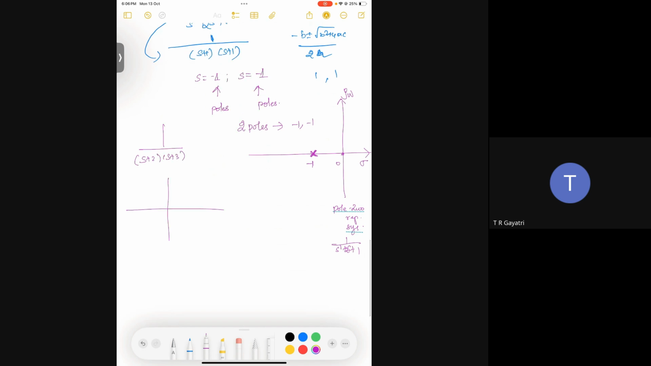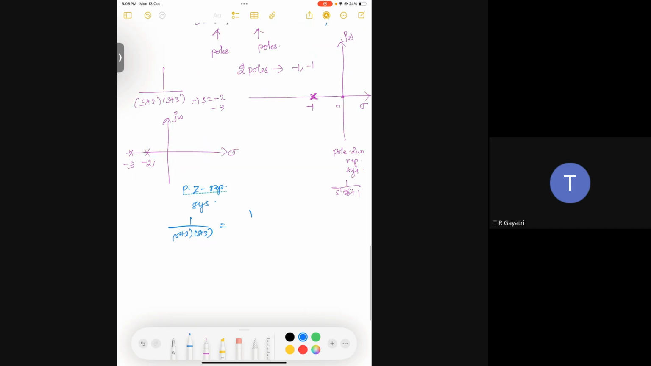representation will become, you have to definitely put the j omega and sigma axes, otherwise it doesn't mean anything. So the poles are at s equal to minus 2 and minus 3. This is the pole-zero representation of a system. Which system? 1 by (s plus 2)(s plus 3). I can write it as s square plus 5s plus 6. So far I didn't give any zeros.